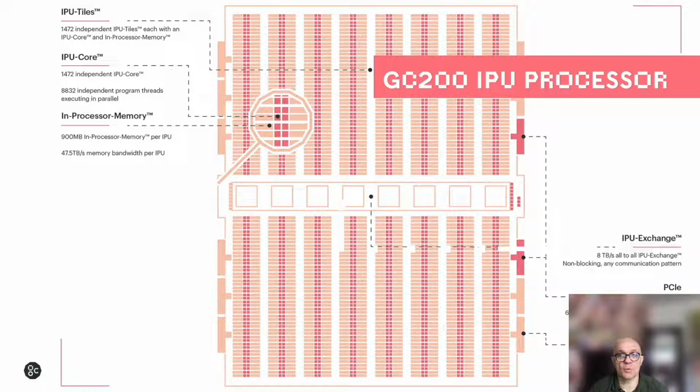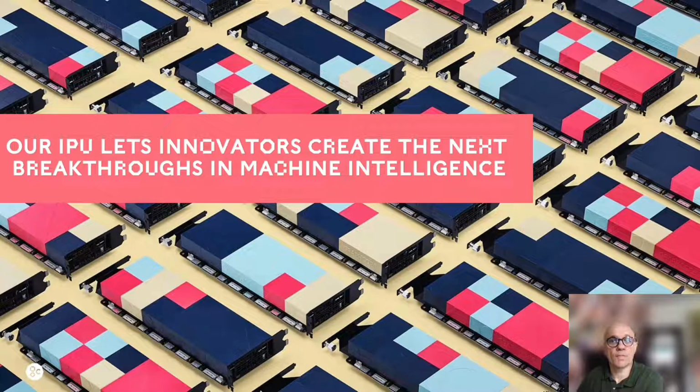The tiles communicate with each other using the IPU exchange. The 8 terabytes per second all-to-all IPU exchange communicates in a non-blocking communication pattern. On the PCI side, we have PCI Gen 4 with 64 gigabytes per second bidirectional bandwidth, which is used for communication of the GC200 IPU processor with the host system. The IPU also has IPU links. We have 10 IPU links with a bandwidth of 320 gigabytes per second, which provide the chip-to-chip communication. At Graphcore, we have developed the IPU so that innovators can create the next breakthrough in machine intelligence.